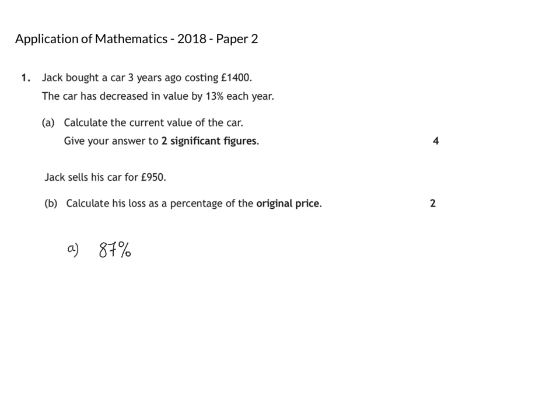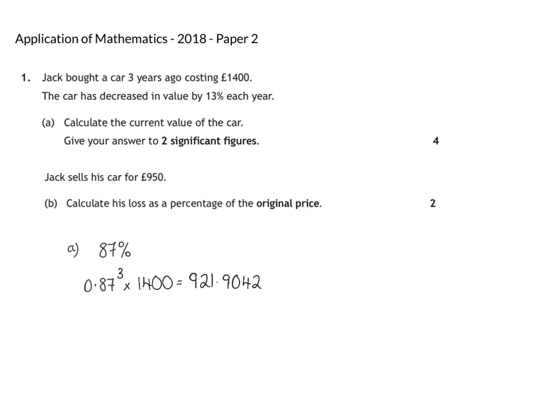That's how much it's losing every year, or that's how much it's worth after the end of each year even, right? So we are going to calculate the current value of the car. So we change that into a decimal by dividing by 100, so 0.87. Our next important thing is here, so it's 3 years ago, so that means it's 0.87 to the power of 3, and then we times that by its original value. So when we do that, we get the answer of £921.9042.